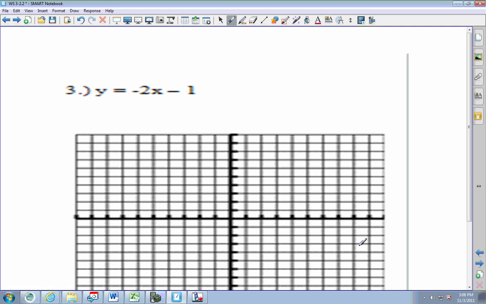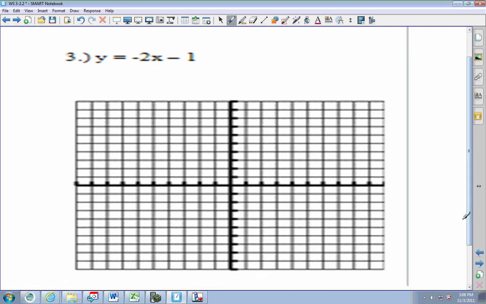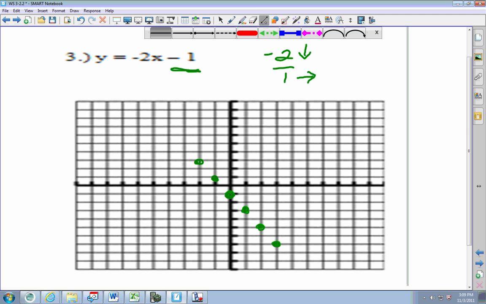Next. Oh, it's kind of big and blurry. All right. Here we go. First thing you're going to do is plot the y-intercept. -1 and put a dot. The slope is -2. You put it over 1. You go down 2 to the right 1. So I start here. Down 2 to the right 1 and put a dot. I can also go backwards. Up 2 to the left 1. Now I can draw my line and connect the dots.